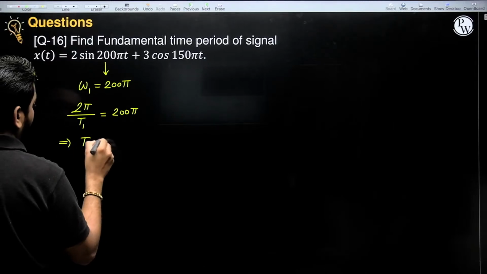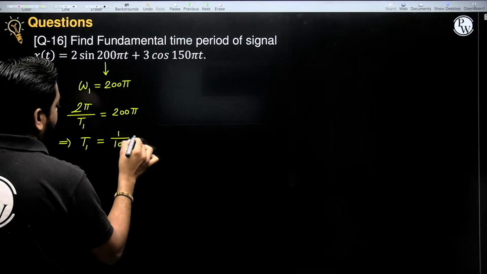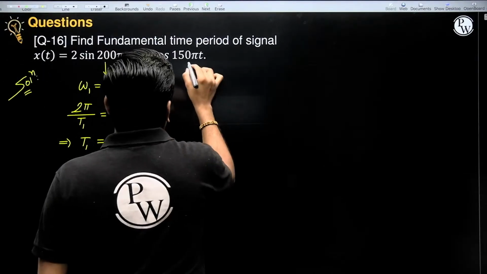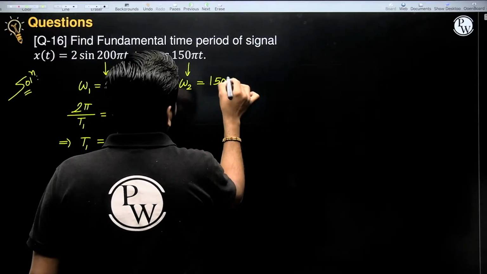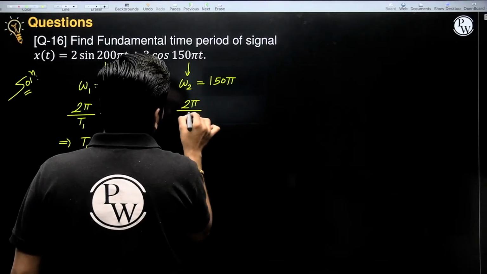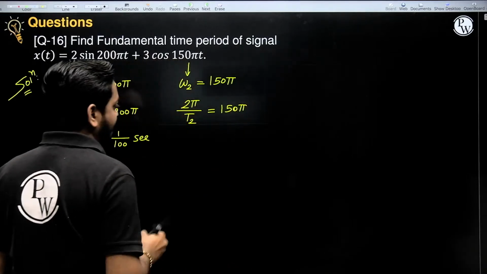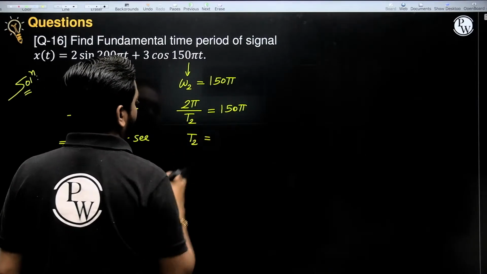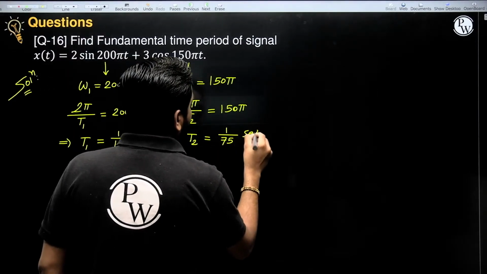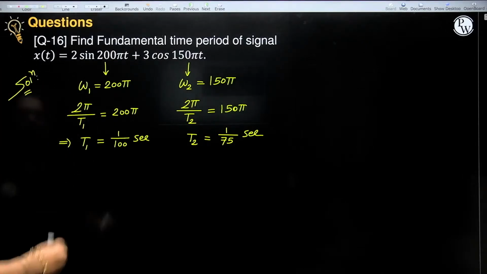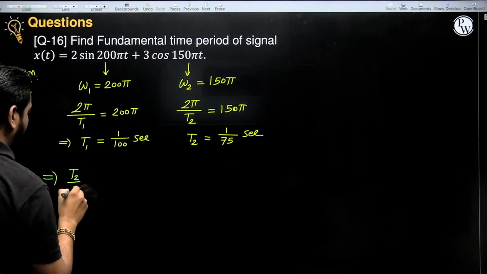From here T1 is equal to 1 by 100 seconds. Here omega 2 is equal to 150 pi, which is pi by capital T equal to 150 pi. So T2 is equal to 1 upon 75 seconds. Now you have to find the ratio T2 by T1 or T1 by T2.